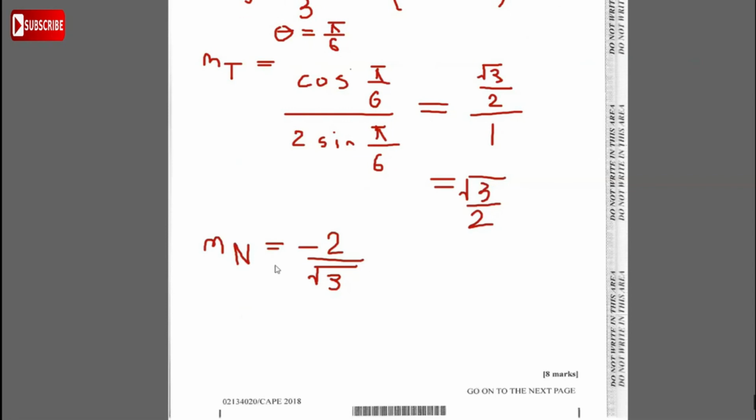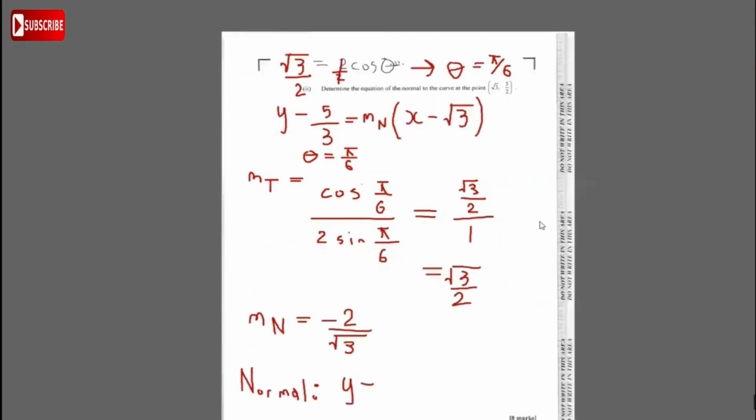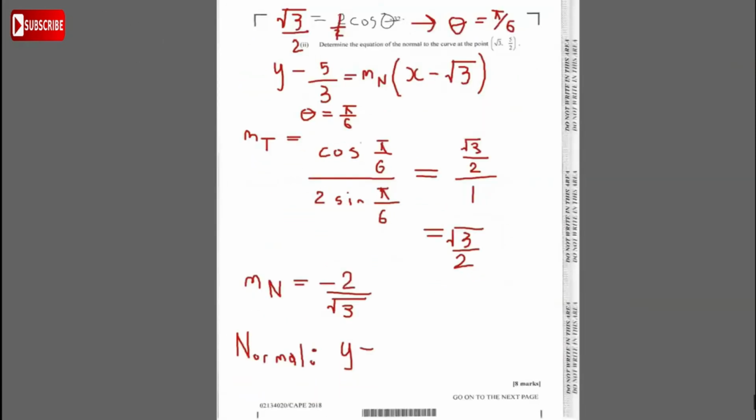So now we can say, the equation of the normal, I'm going to write this now. This is the normal. The equation of the normal is given by y minus the y value. What was the y value? The y value was 5 over 2. So it's y minus 5 over 2, equal to the gradient of the normal, which is minus 2 over root 3, into x minus root 3.